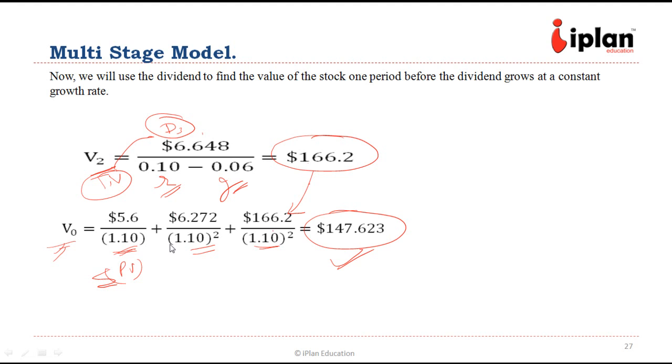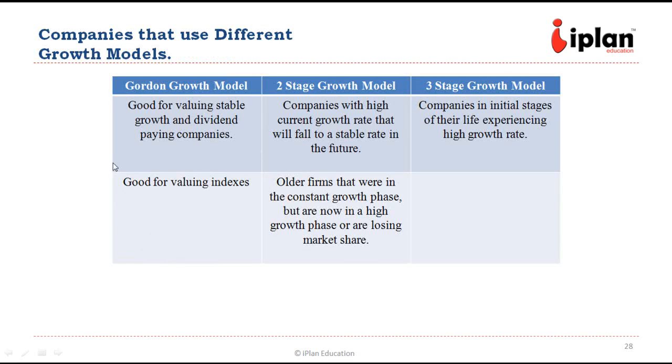Now let us compare these models. So one is Gordon growth model, where we are assuming that dividends will grow at a constant rate. Then we have two-stage model, that company will grow at high rate in the starting, in short run, and then it will stabilize to a long run or sustainable growth rate. And then we can have three-stage growth model or multi-stage growth model.